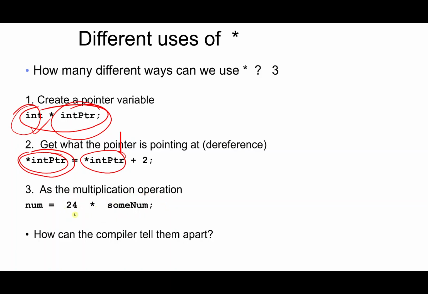But if you have something like 24 times asterisk num, some compilers are going to try to dereference this one, and some compilers are going to give you an error because they're confused. So it's always better, if you're using something like that, to have it in parentheses.